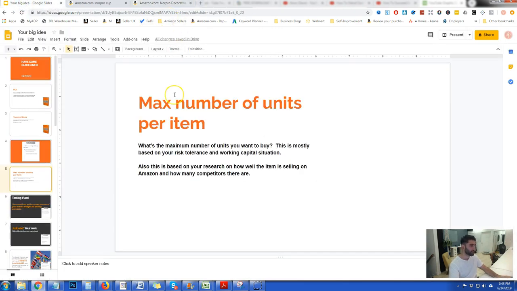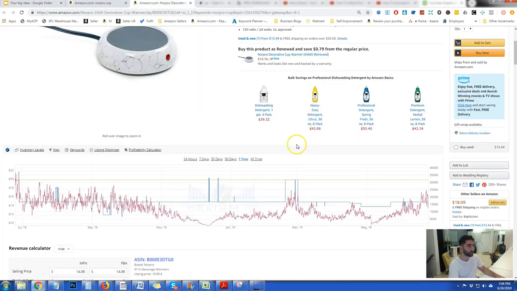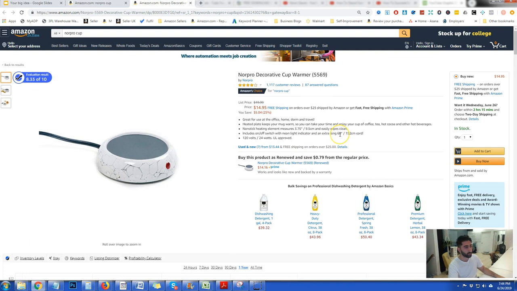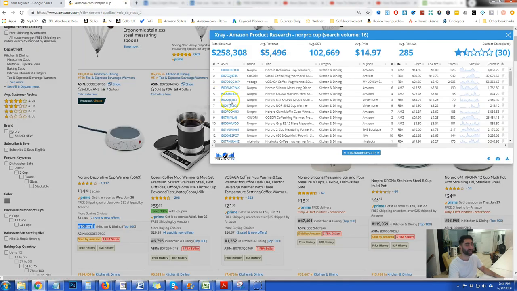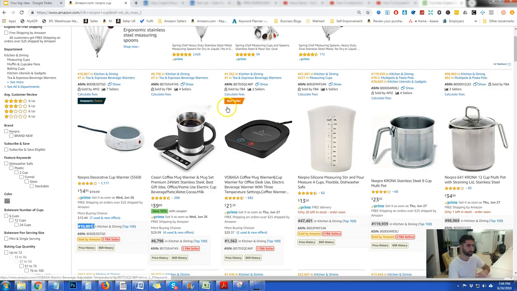Okay, so it doesn't just have to be Helium-10. Jungle Scout has it, Viral Launch has it, and there are lots of others. But have some kind of software that tells you the numbers on Amazon and how well this product is selling, so that you have data to base it off of. And if there are competitors, you want to dig into them, see how many units they have in stock, and the like.